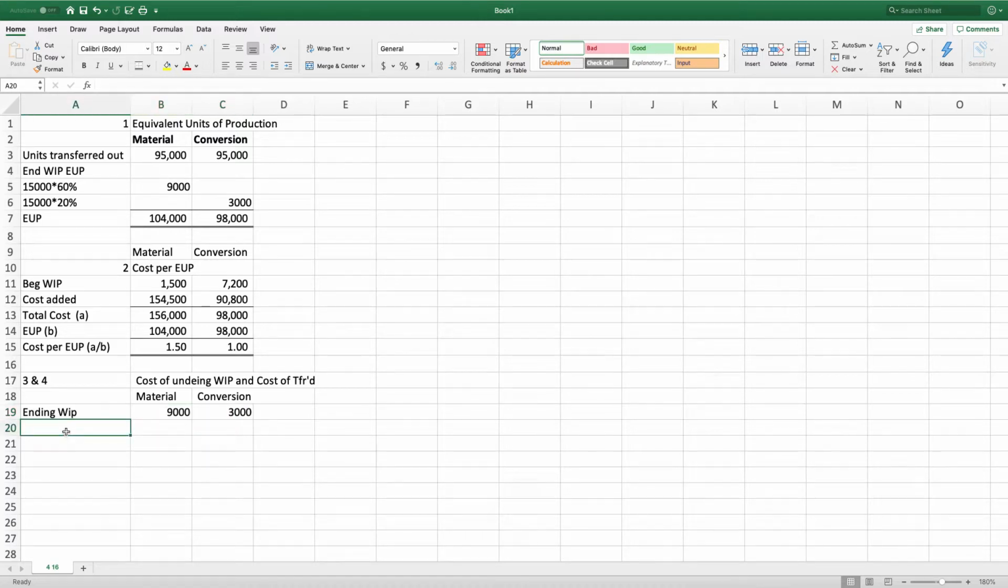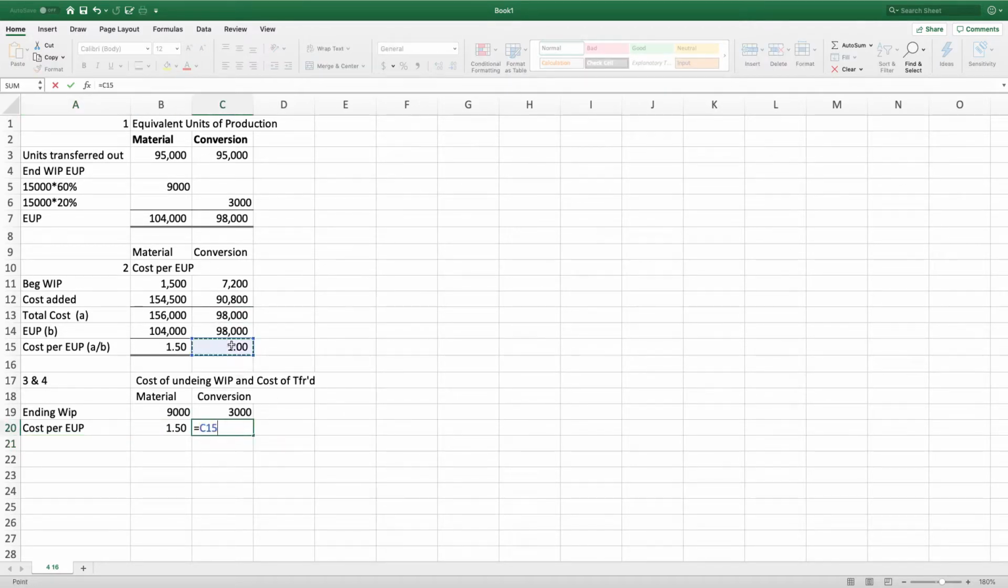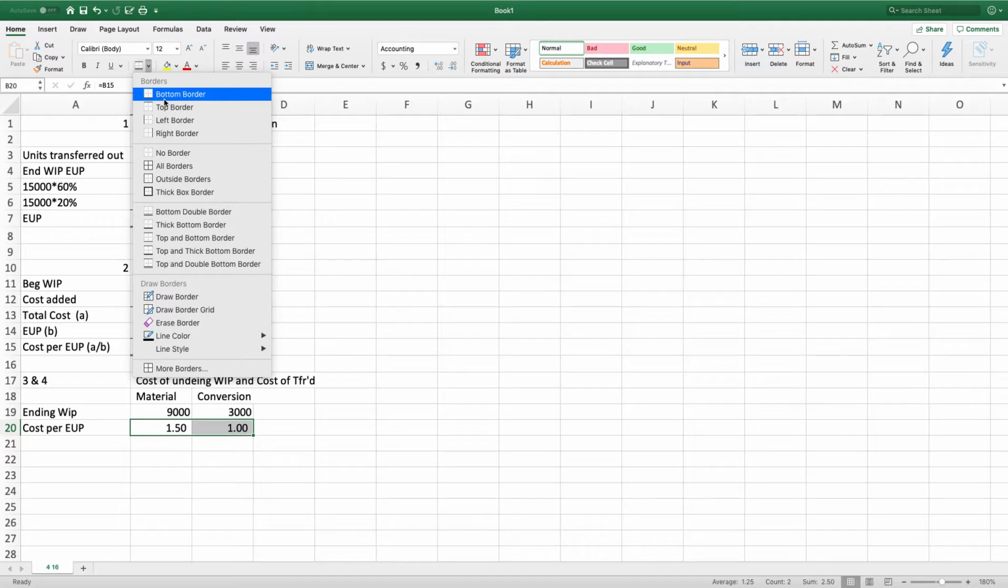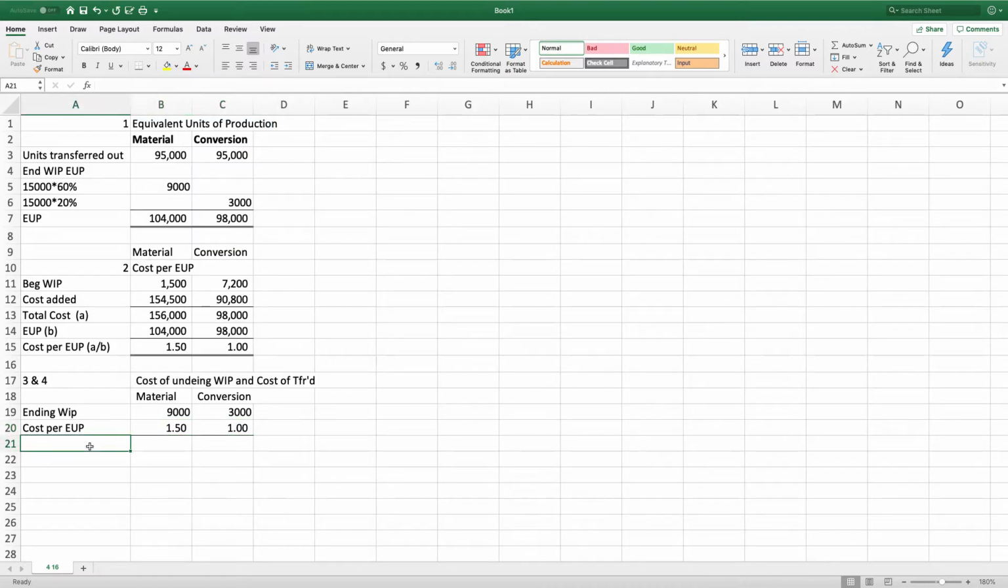So now we got to figure out what's the cost per EUP. Do I need to calculate anything really to figure that out? No. What step did I do that in? The previous step, right, exactly. So I'm just going to, just to make it look nice, $1.50 with respect to material. With respect to conversion cost, it's $1. So now what I'm going to do, there we go. I'm going to say, okay, the cost that's in ending WIP.